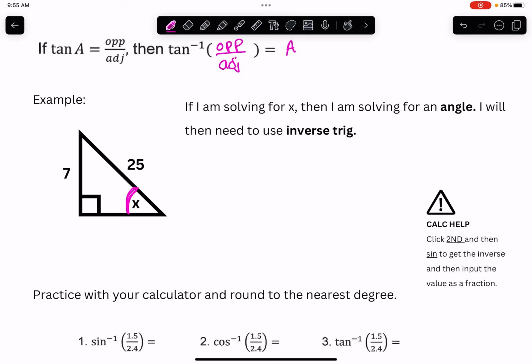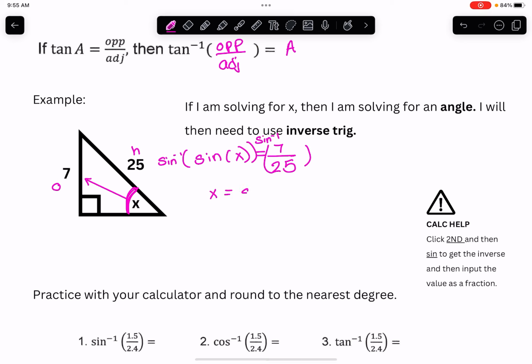So if I look here, here's my angle. I have the opposite and the hypotenuse measured. So normally it would be sine of x is equal to opposite over hypotenuse. So our x is over here, so I know that I need to use inverse. So if I take the inverse of both sides, I'll be left with x is equal to the inverse sine of 7 over 25.